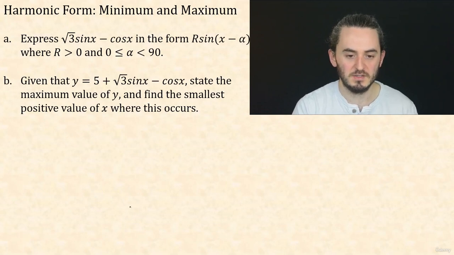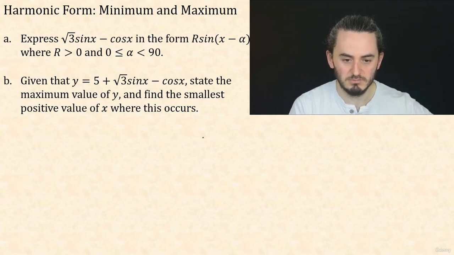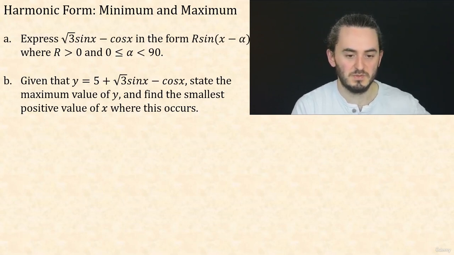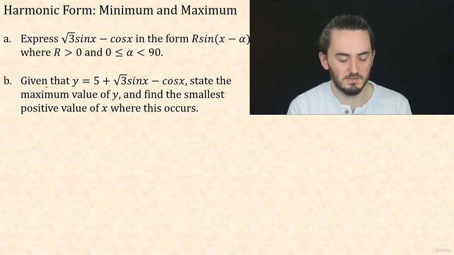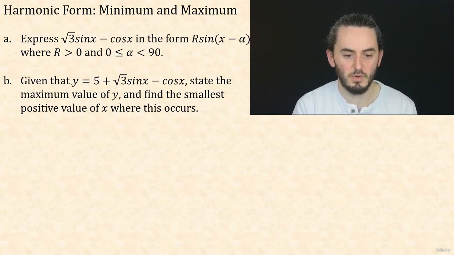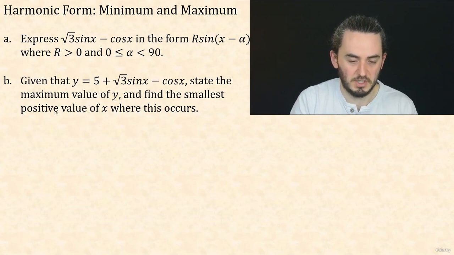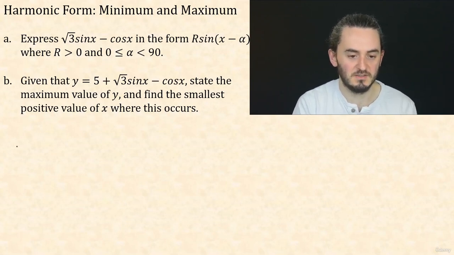Let's have a look at a slightly more complex example. Express root 3 sine x minus cos x in the form r sine (x minus alpha), where r is positive and alpha is between 0 and 90. Part B is going to be, given that y equals 5 plus root 3 sine x minus cos x, state the maximum value of y and find the smallest positive value of x where this occurs. Lots of words there, but we'll come back to that in a second.